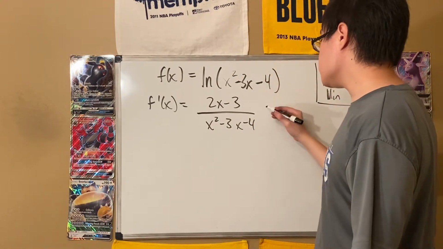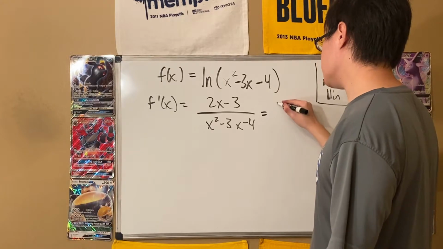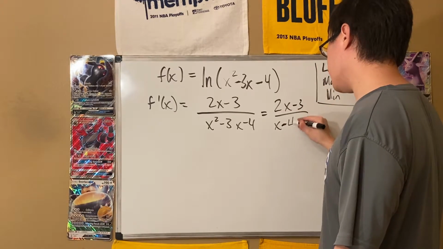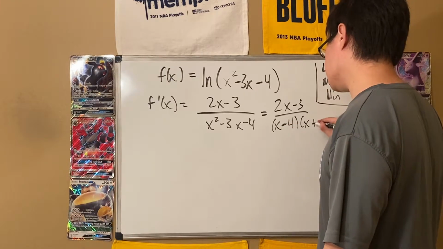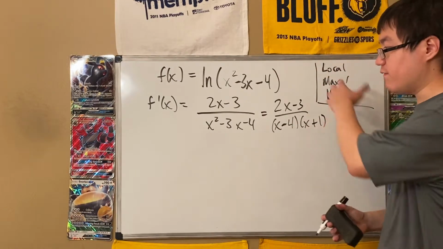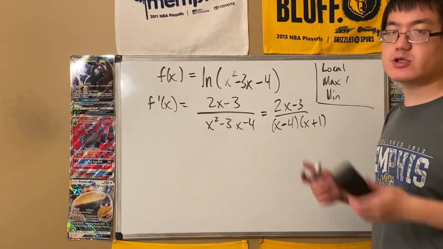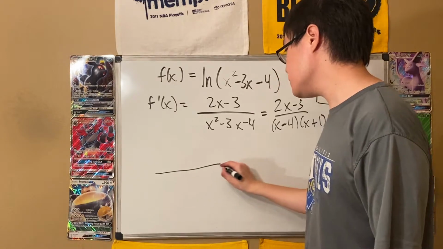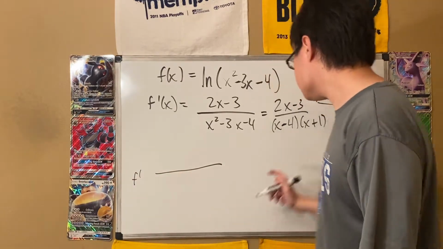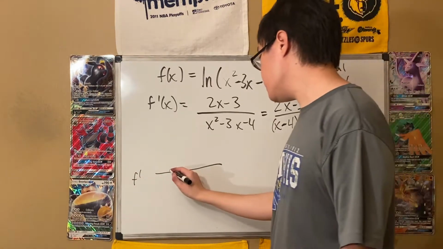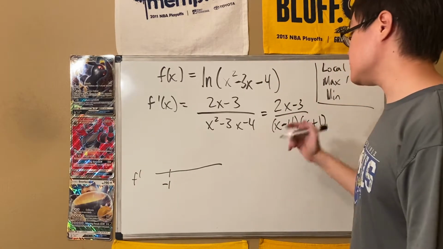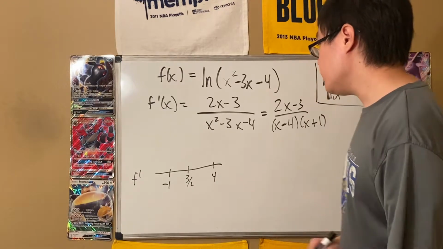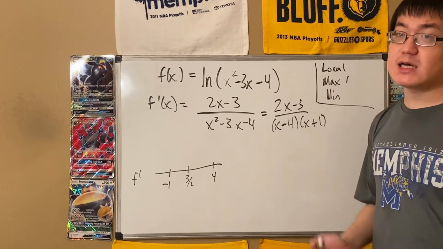So in this case, just like normal, you have to factor everything as much as possible. So it's going to be 2x minus 3, it's going to be x minus 4, I believe, and then x plus 1. So now that we factored everything as much as possible, again, you just include every single zero, even if it's a fraction. So let's plot the zeros first. This is a sign chart of f prime. Looks like it's going to be -1, and then 3 halves is smaller than 4, so it goes 3 halves, and then 4.